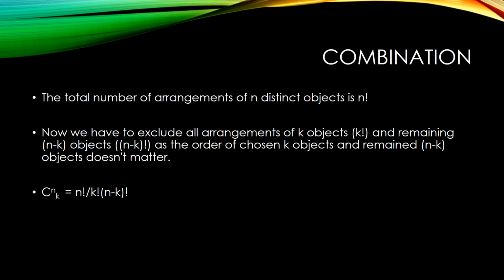A combination is an unordered collection of k objects taken from a set of n distinct objects. The number of ways we can choose k objects out of n distinct objects is denoted by nCk. Knowing how to find the number of arrangements of n distinct objects, we can easily find the formula for combination. The total number of arrangements of n distinct objects is n factorial. Now we have to exclude all arrangements of k chosen objects, k factorial, and remaining n minus k objects, n minus k factorial, as the order of chosen k objects and remaining n minus k objects does not matter. So nCk is equal to n factorial divided by k factorial into n minus k factorial.